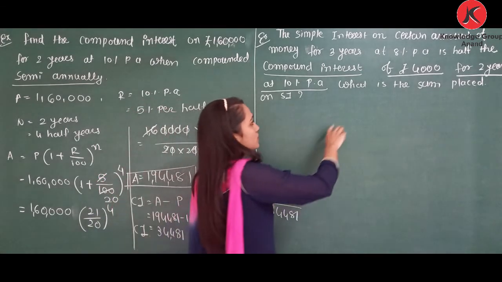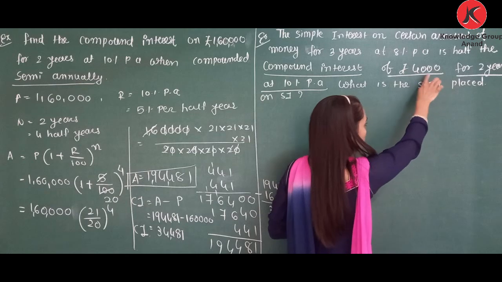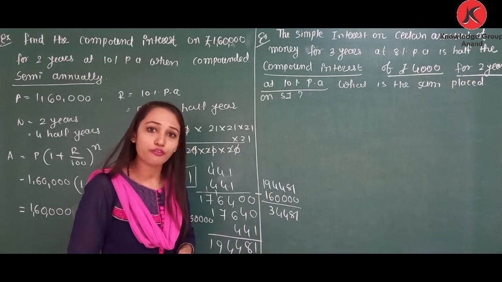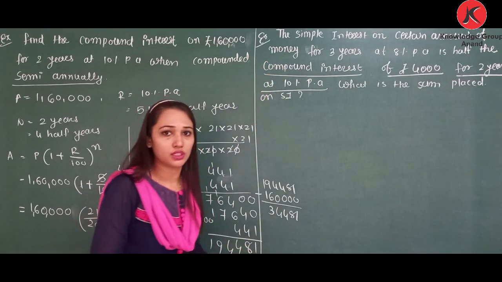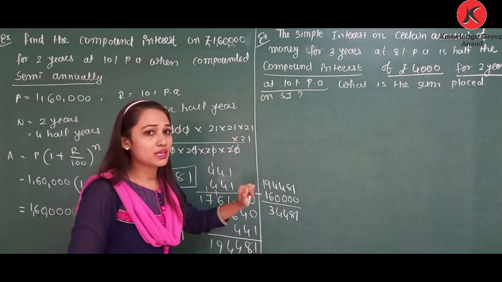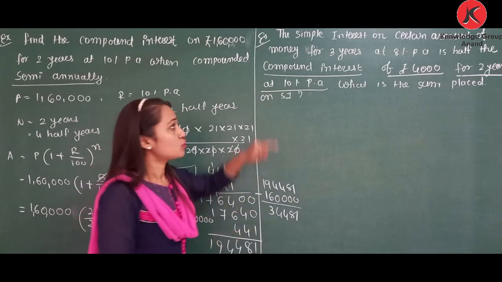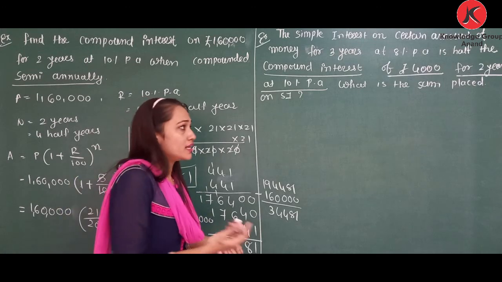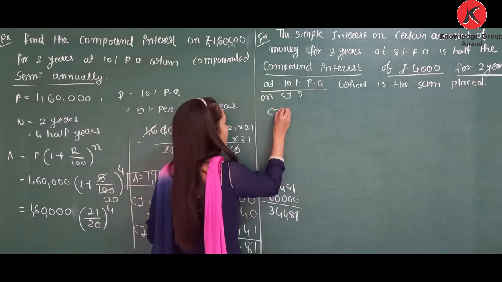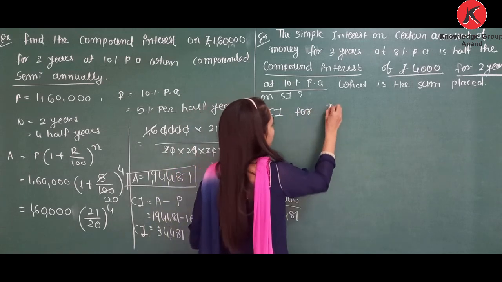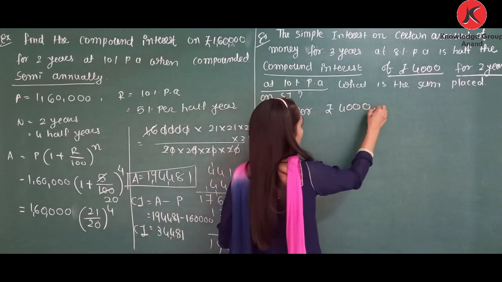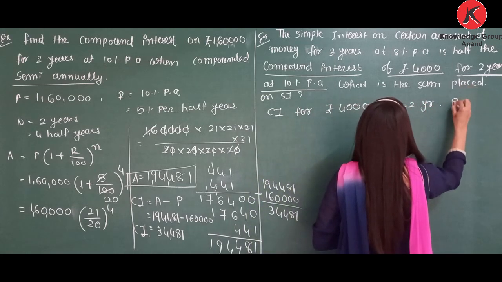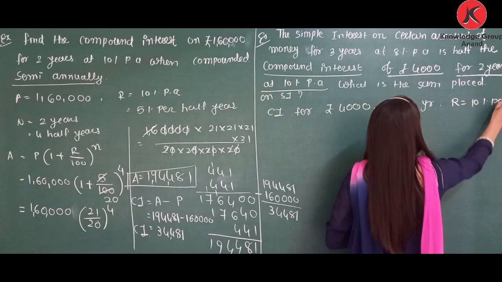Clear? So what is the question? Here if we find the compound interest for 4,000, 2 years and 10%, and take half of that, it is the simple interest. So first we need to find the compound interest and then take half of that. So that will be the simple interest, and then we can find the sum, that is principal value. So let's find compound interest for rupees 4,000, for 2 years, and rate of interest is 10% per annum.